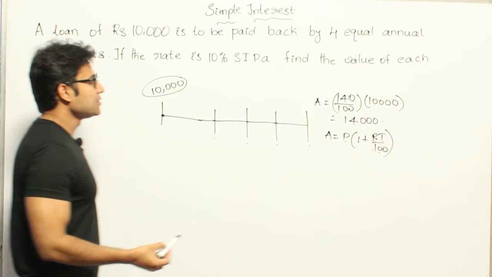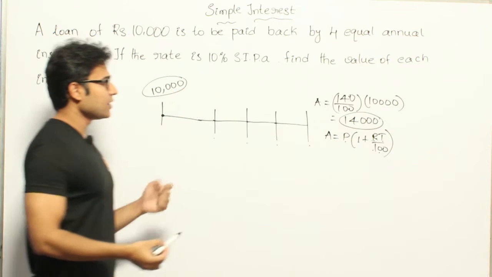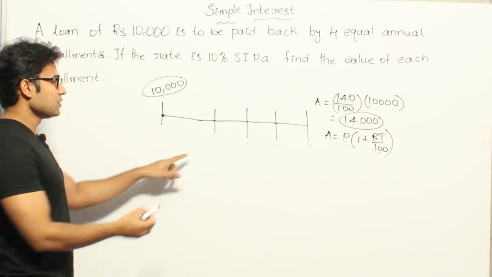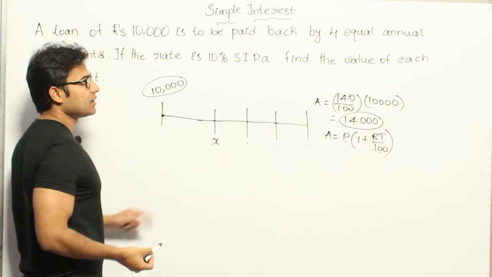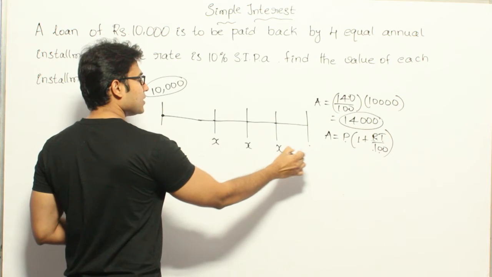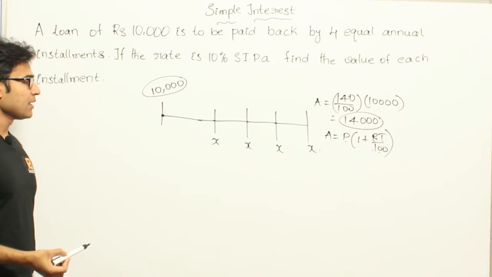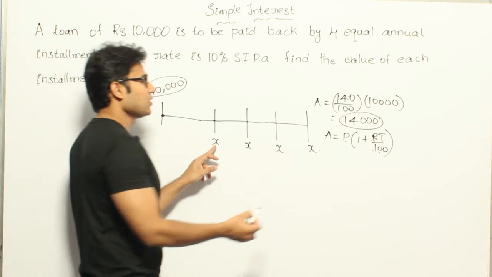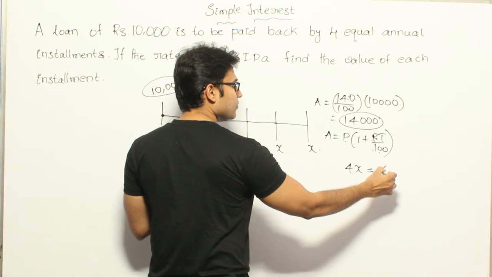Okay. Now this is the total amount you are supposed to pay in 4 installments, and we have to find out the value of those 4 installments. One installment we have to pay after first year. Why? Because they are saying that equal annual installments, and the other installment we have to pay here and here. We don't know what that value is. That is why I am assuming X.